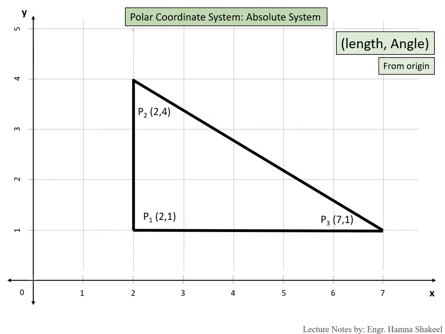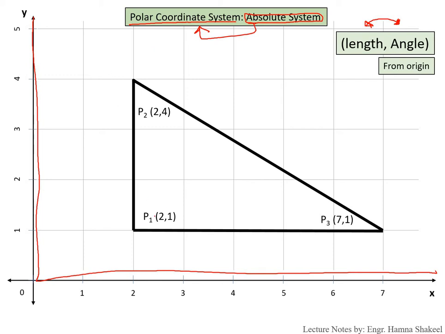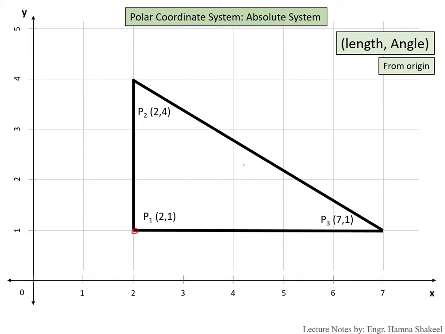Let's move on to the polar coordinate system. In the polar coordinate system, you use length and angle to define the position of a point. For the absolute system, you use these two fixed lines, the y-axis and x-axis, to locate the position of the points using length and angle. So you can say that the position of a point is represented by length and angle with respect to the origin. So let's start with point number P1.